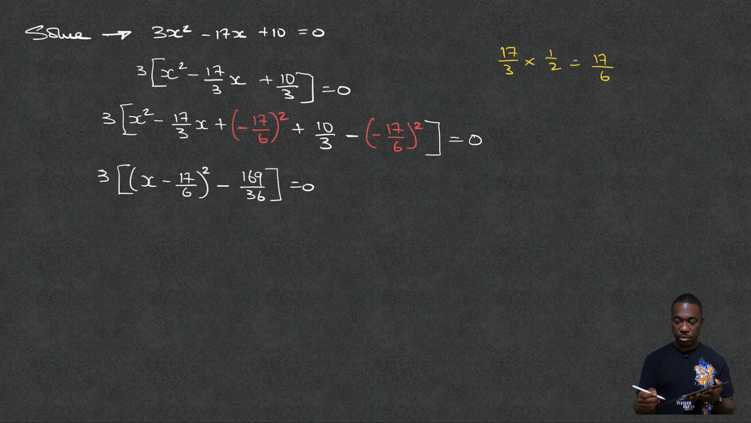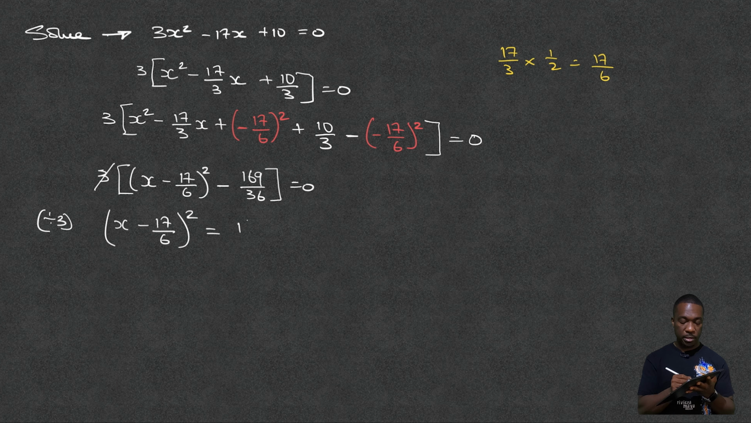So what I'm going to do is I'm going to divide by 3 to lose this 3, and then it will open up the big brackets. So once I divide by 3, that 3 will cancel out, leaving me with x minus 17 over 6 all squared is equal to 169 over 36. Notice that I took the opportunity to bring that over straight away. I'm trying to cut the video down so you can bring that over.